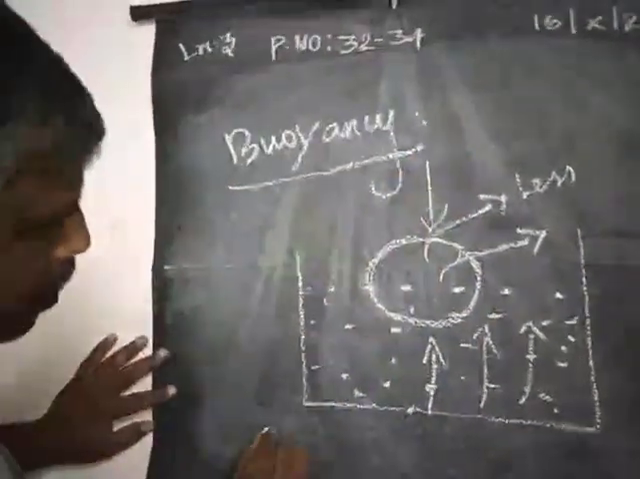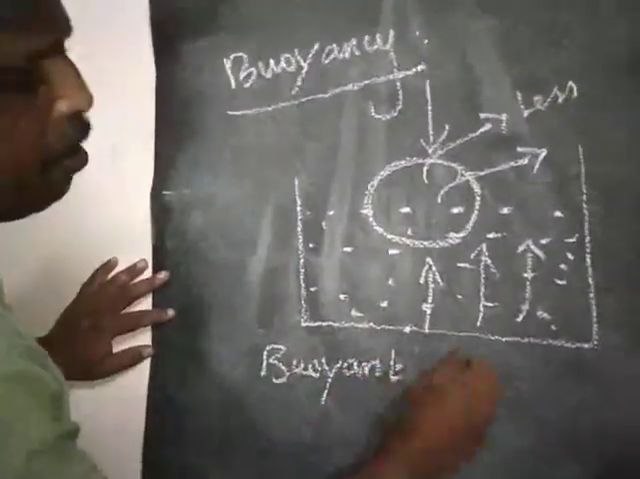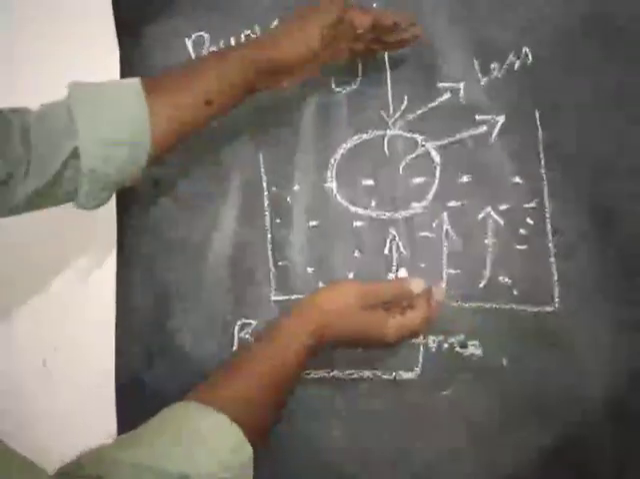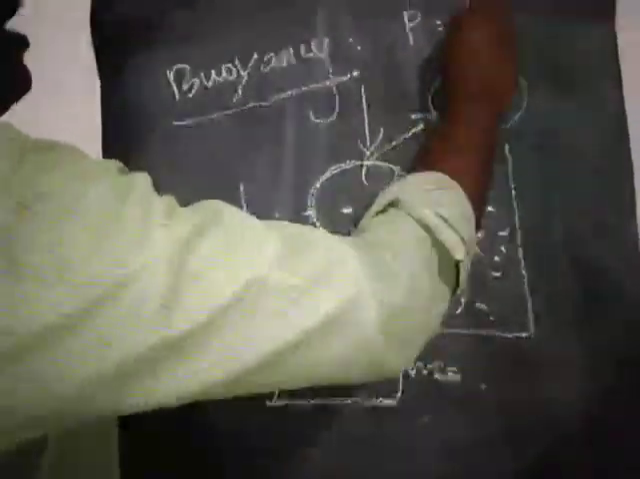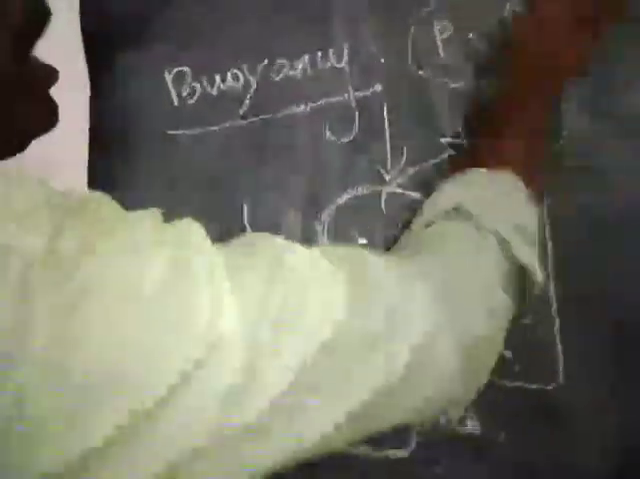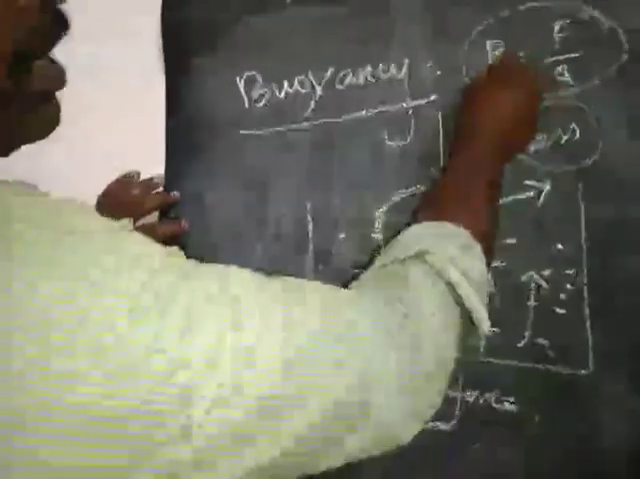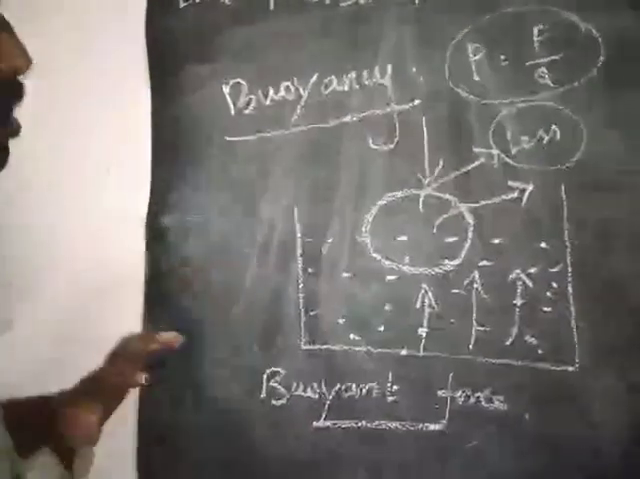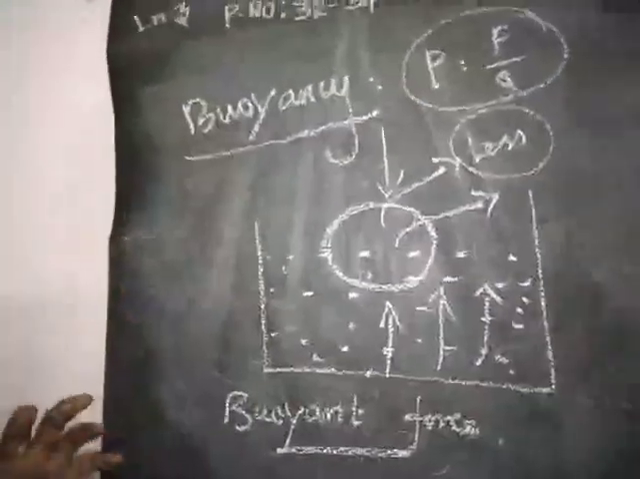So what is meant by buoyant force? It is the difference between two forces. What is meant by pressure? Force divided by area. The pressure causes the difference between the two forces. That difference between the two forces is called buoyant force. That entire principle is called buoyancy.